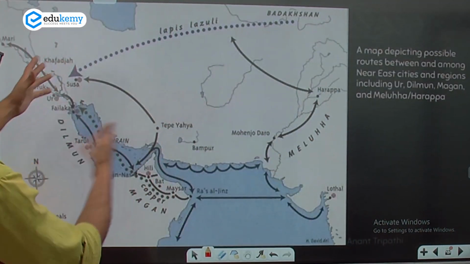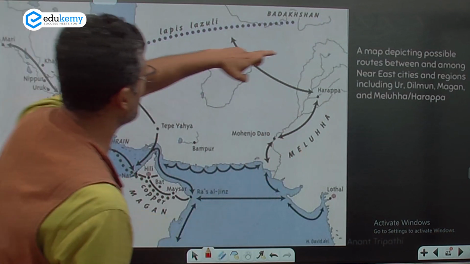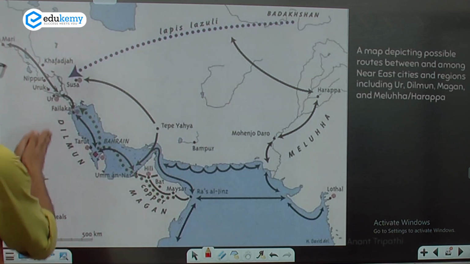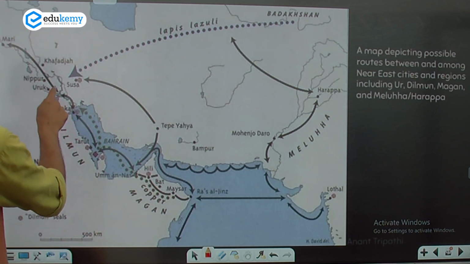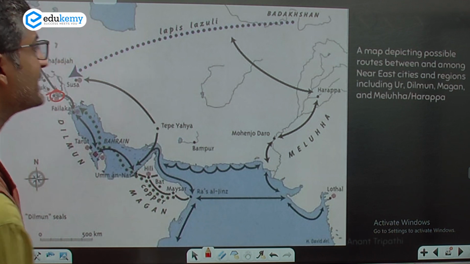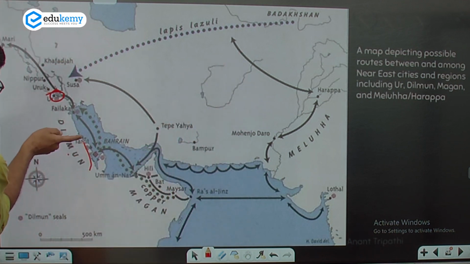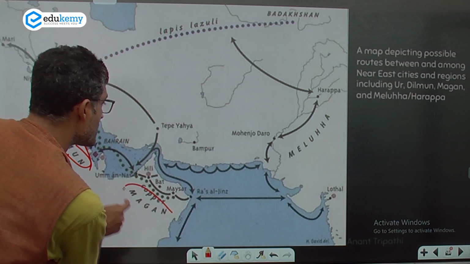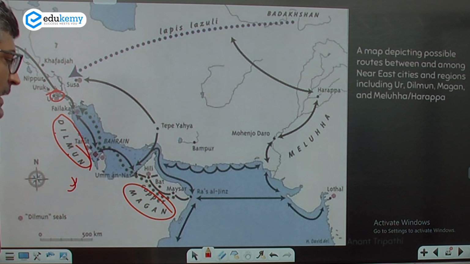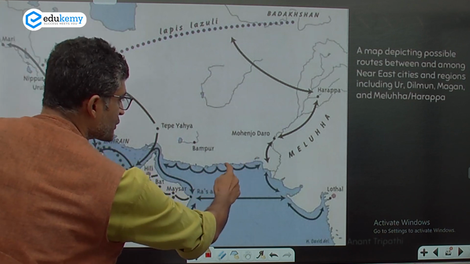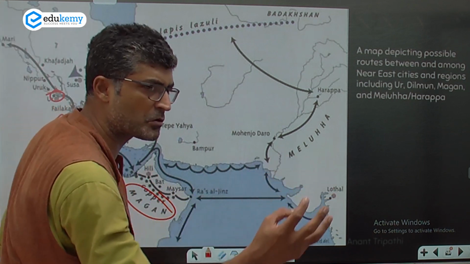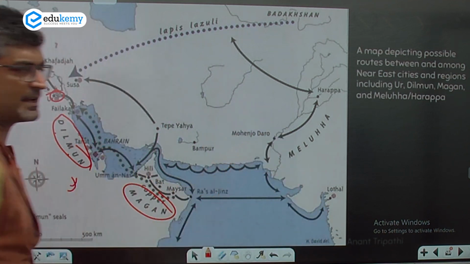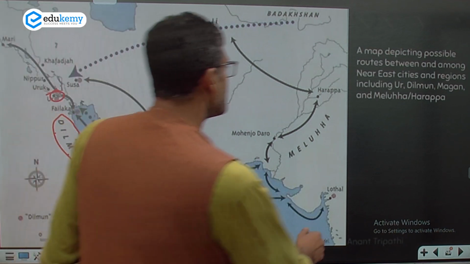These were probably some of the ways in which the trade routes existed, right? Try and notice the cities first. Notice Ur, right? Then this region was probably called Dilmun, right? This is Magan, right? This is the Makaran coast, Karachi and all, right? A lot of people say Magan could be Makaran as well, right?